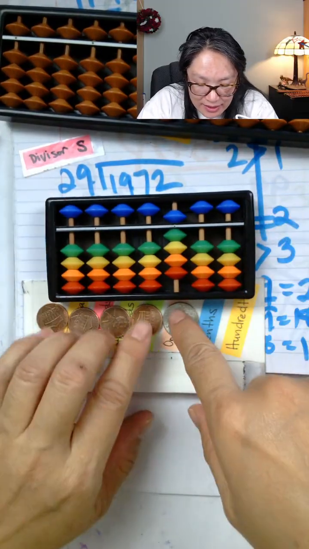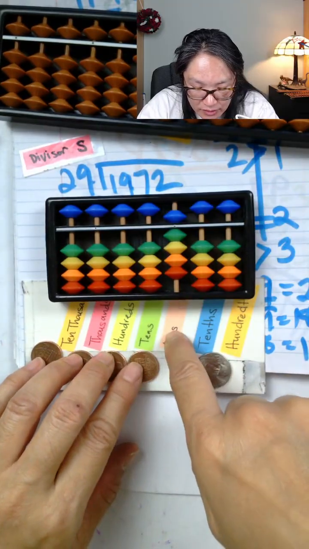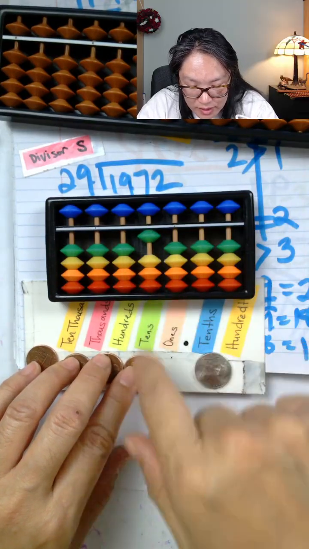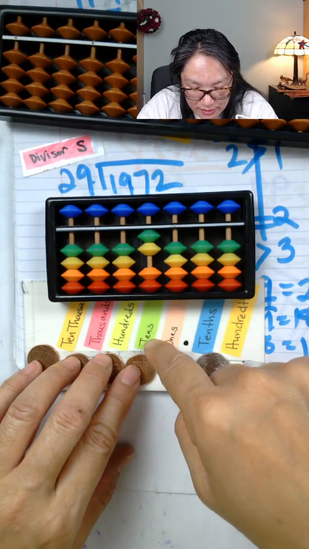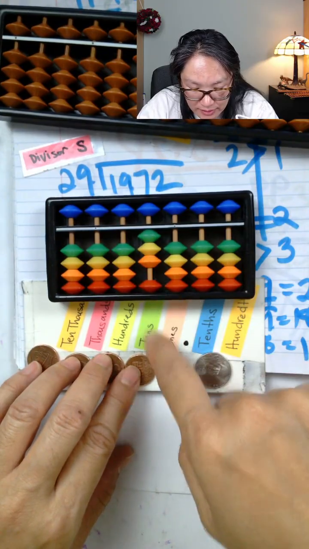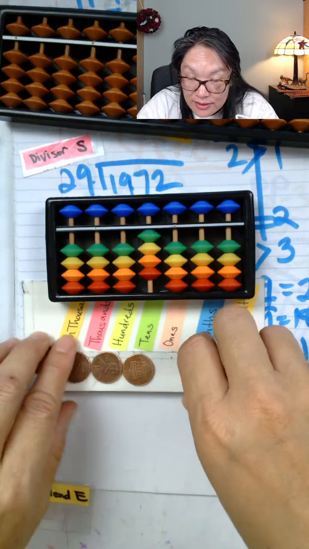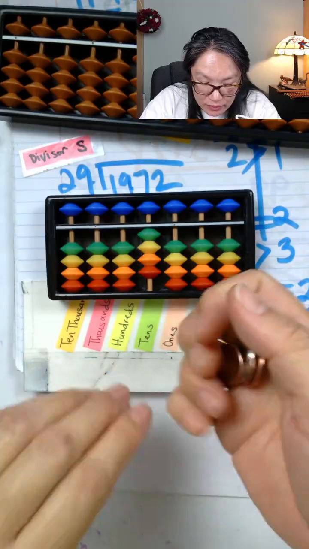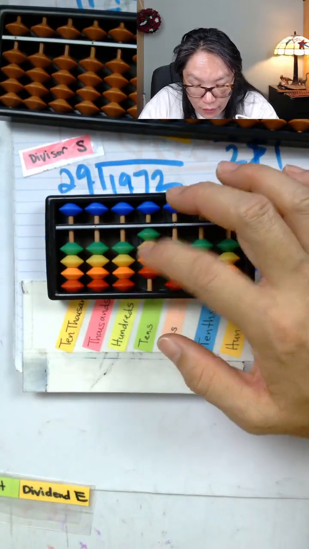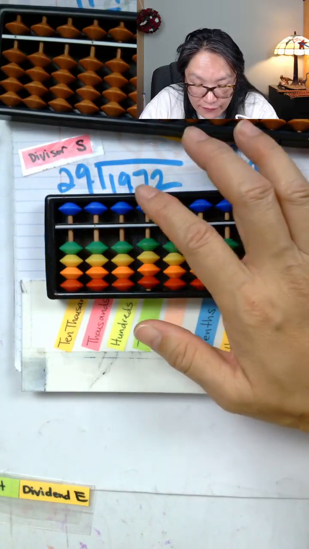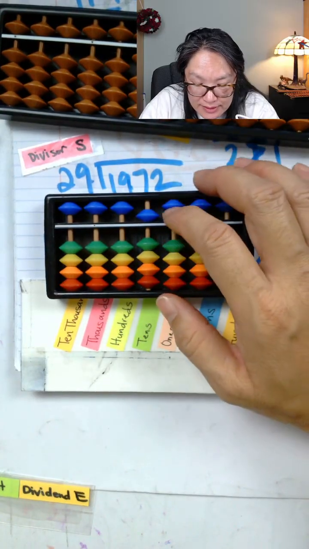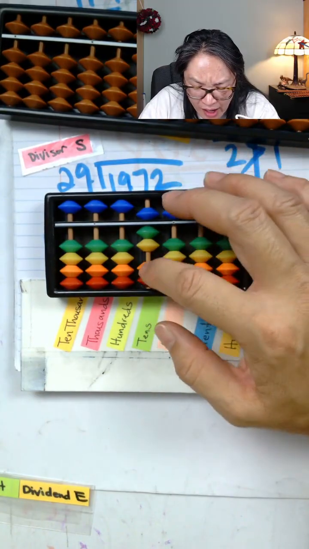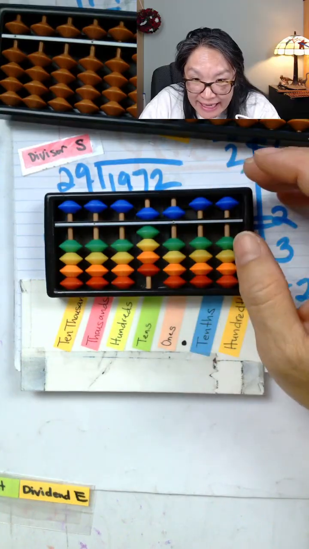Then what's 10? 10 is a 1 and a 0, just as how we write it. So our 1 is in the tens place. We can do 2 tens, 3 tens, 4 tens. Does that make sense? We're just learning how to read the abacus. We can do 45, 55, 65, 75, 85, and then 95.